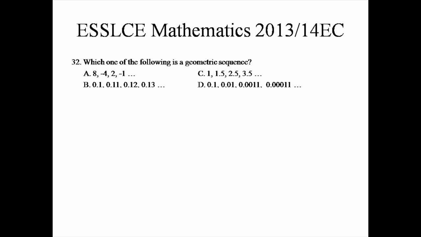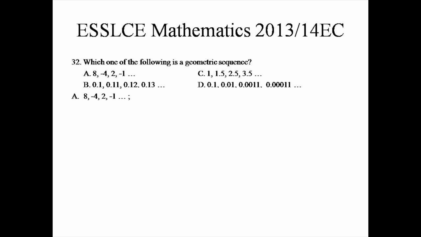Question number 32. Which one of the following is a geometric sequence? A, 8, negative 4, 2, negative 1, etc. B, 0.1, 0.11, 0.12, 0.13, etc. C, 1, 1.5, 2.5, 3.5, and so on. D, 0.1, 0.01, 0.0011, 0.00011, and so on. Choice A: 8, negative 4, 2, negative 1.